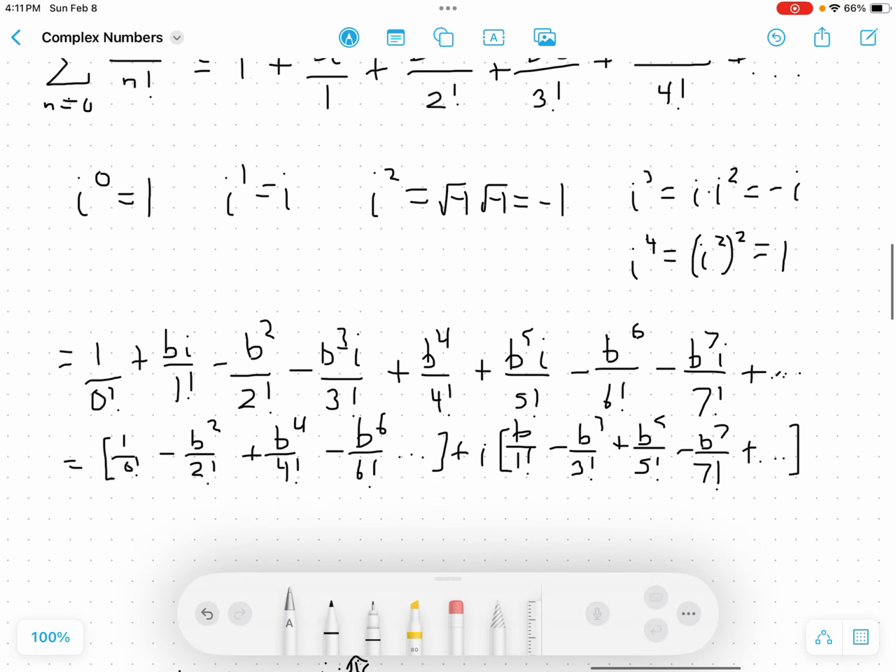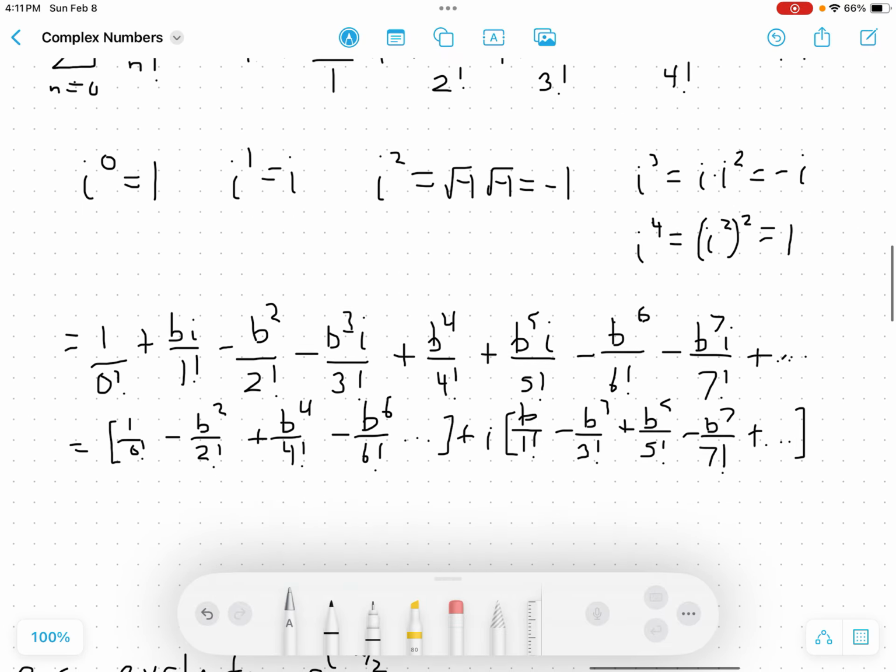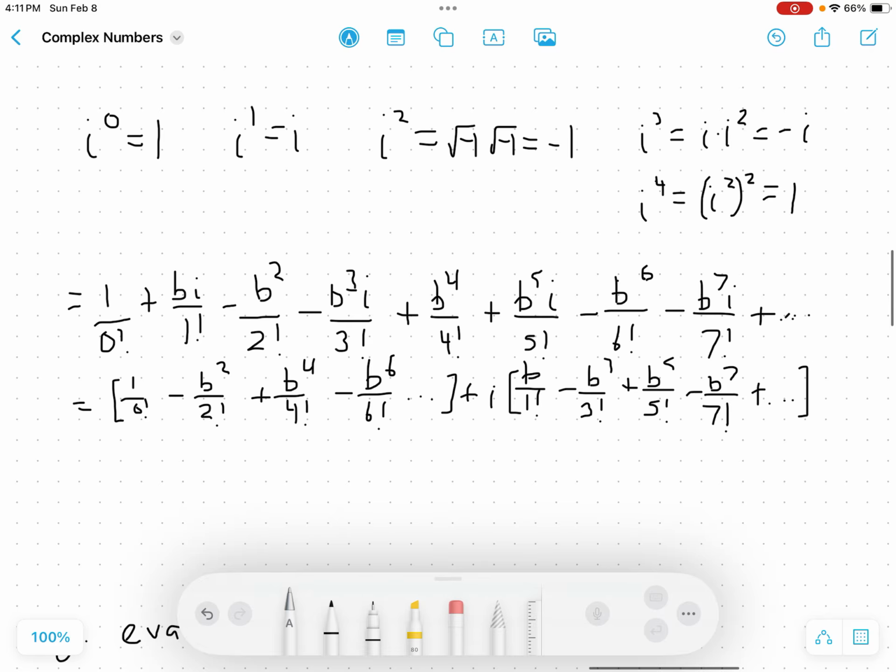If you know your power series, this is something significant. Here we've got only even terms, they're alternating. This is the power series for cosine of b. So this is cosine of b. This part here, the I gets carried along. These terms, this is the power series for sine of b.